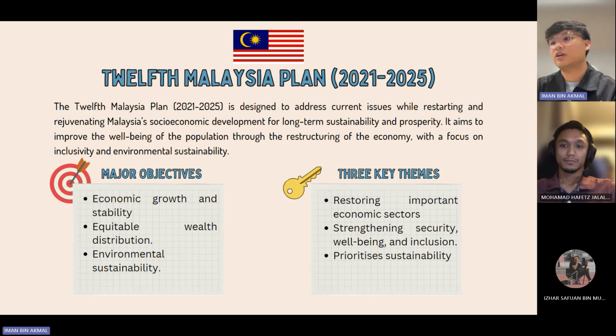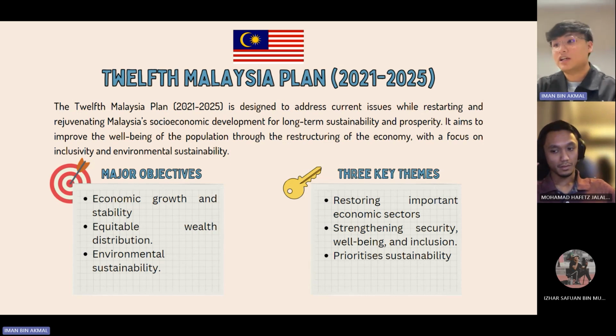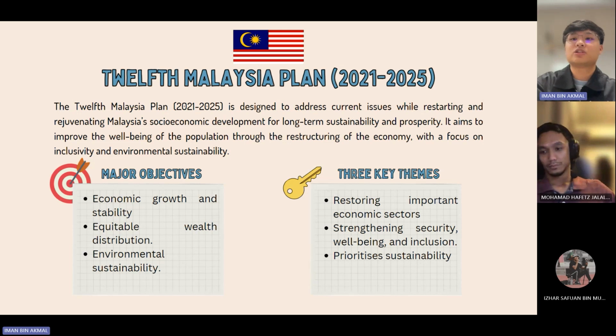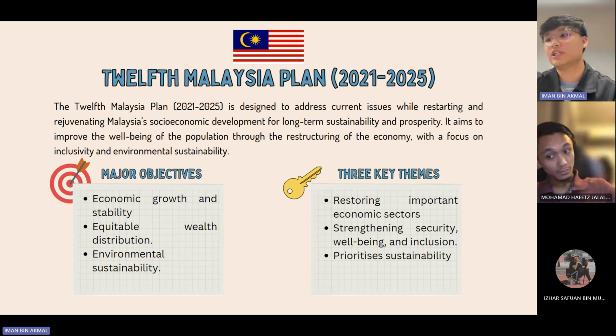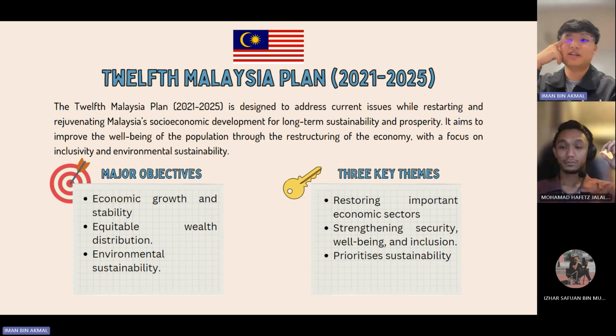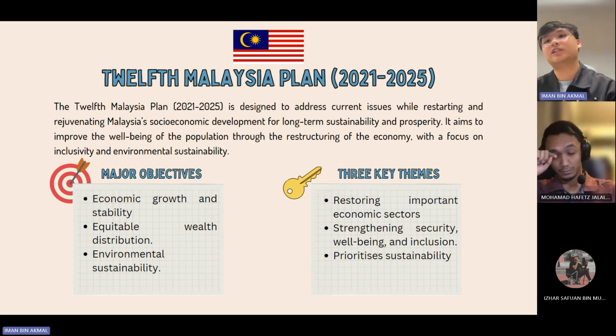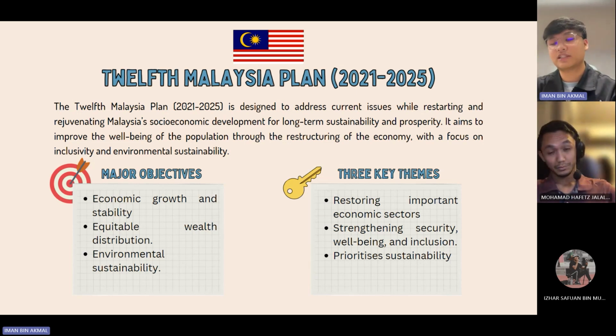The goal of the conservation initiative is to save Malaysian natural resources. So there are also three key themes in this 12th Malaysia Plan, which firstly is restoring important economic sectors, strengthening security, well-being and inclusion, and prioritizing sustainability.